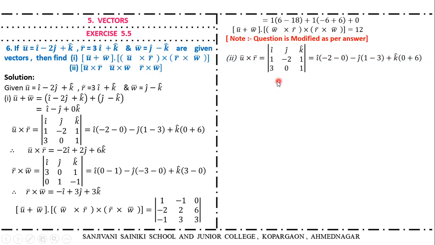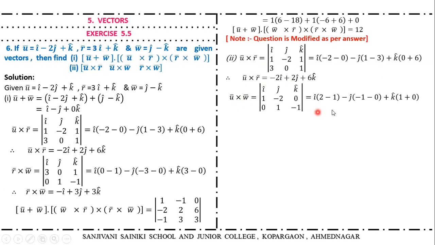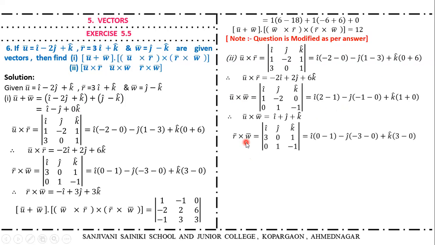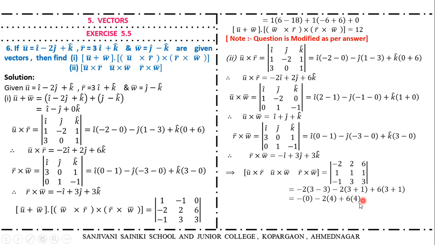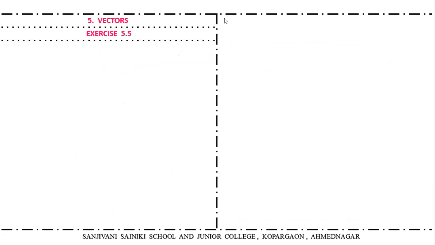In the second example, we need u bar cross r bar, u bar cross w bar, and r bar cross w bar. So step by step, we will find u bar cross r bar, then u bar cross w bar, then r bar cross w bar. Now you know how to find the cross product of two vectors. Then we will consider the scalar triple product of u bar cross r bar, u bar cross w bar, and r bar cross w bar, and find its value. Again, the question is modified as per the answer.